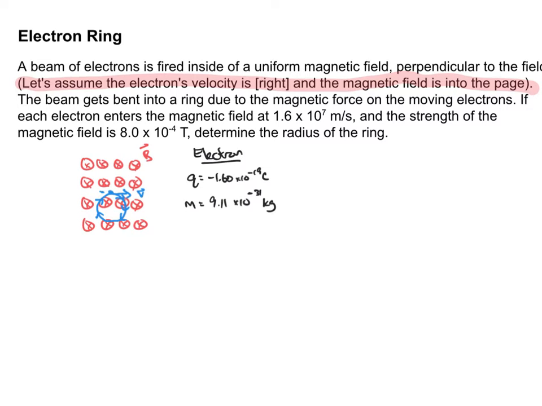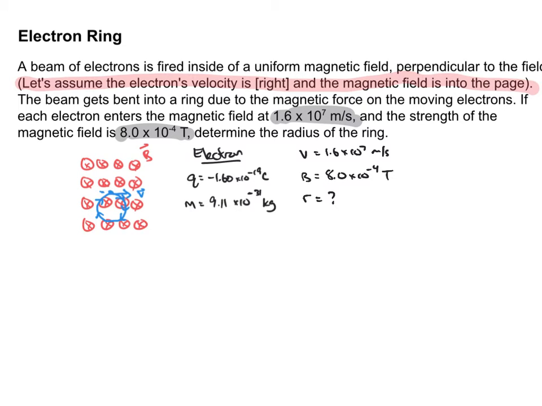All right, now some other pieces of info they give you. They tell you how fast the electron's going, that's the speed, and they tell you how strong the magnetic field is. So I'll list those as well. So we have the v value being 1.6 times 10 to the 7. And we have the B value being 8.0 times 10 to the negative 4 teslas. All right, so we're supposed to determine the radius of this circular motion. So we're going to need a circular motion formula in here.